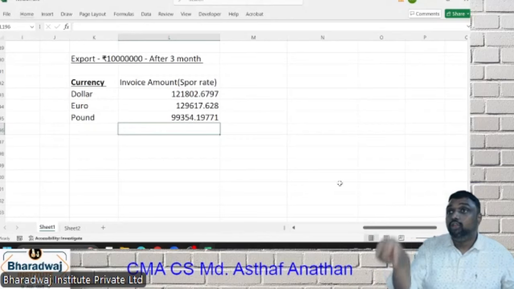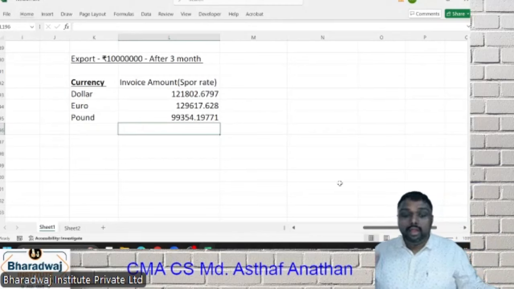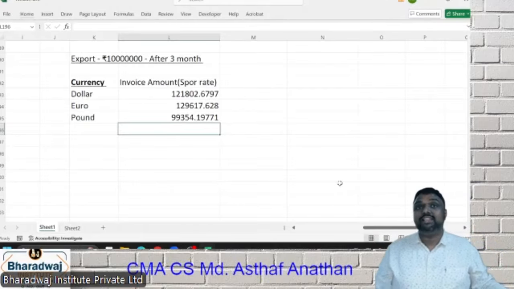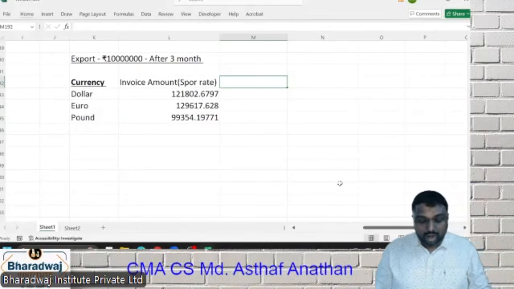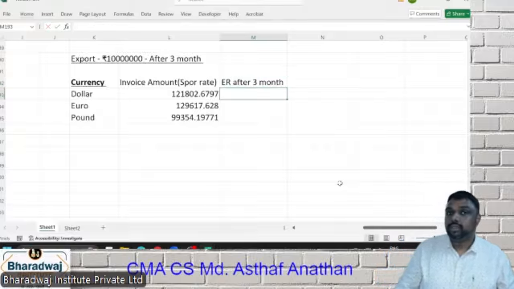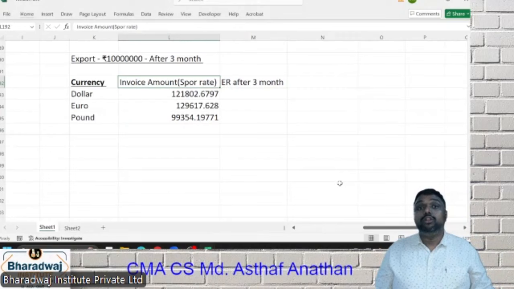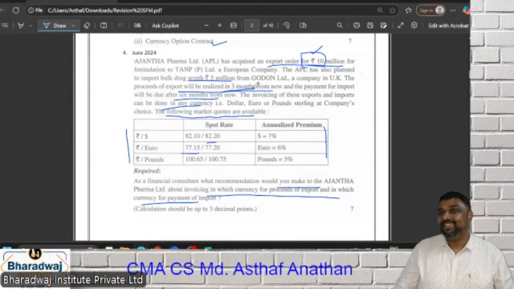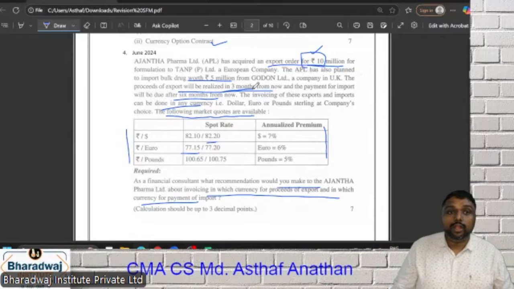The point is what? You want to get the invoice amount. Balance step is very easy. You want to get the equivalent amount because you want to know which option is best for you, which currency is best. Obviously, it is a receipt, so the higher one is best. So now we'll go for the exchange rate after 3 months. Why is it 3 months, friends? It is 3 months because the question tells that you are going to realize after 3 months. Hope all of you are clear. The question specifically tells you are going to realize after 3 months.